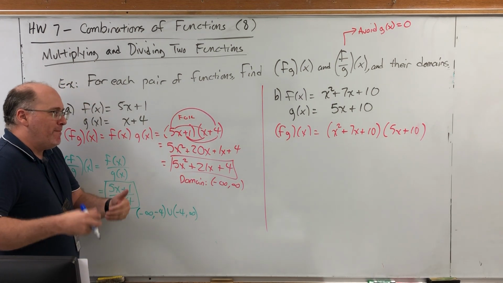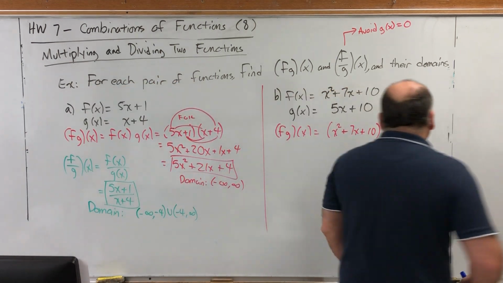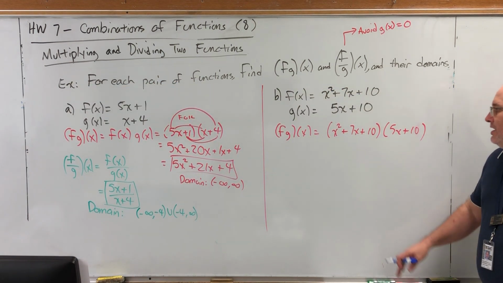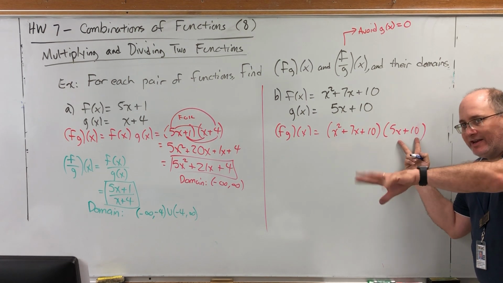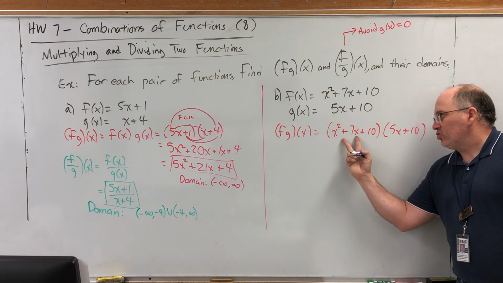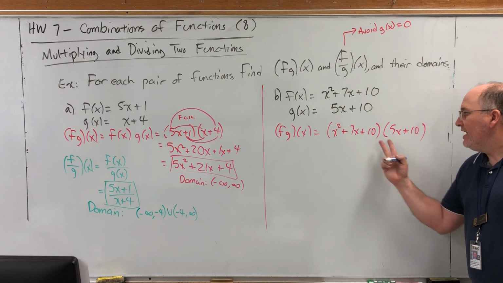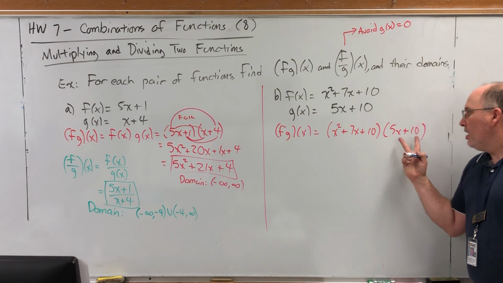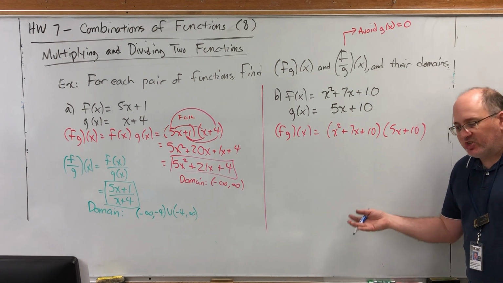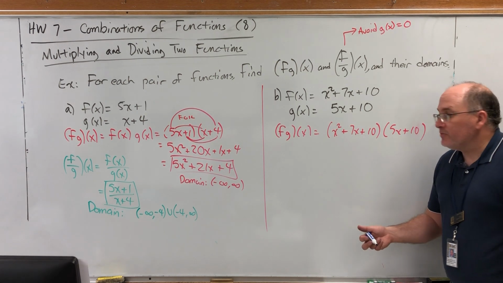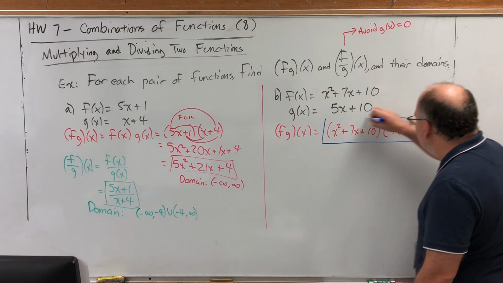If you have larger than a binomial times a binomial, you can't technically FOIL it, but you can do a lot of distributing. For example, I could distribute the x squared across both of these, write down 2 terms, and then distribute the plus 7x across both of these, write down 2 more terms, and then distribute the plus 10 across both of these, and write down 2 more terms. Then we would have 6 terms, some of which would be like terms, then we could combine them. For the sake of time, I'm not going to do that.